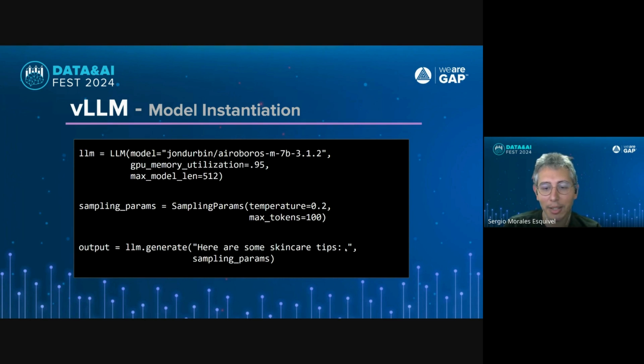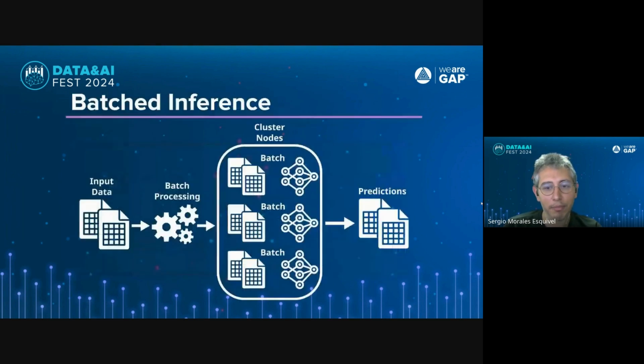Here are some skincare tips as my input, and then I'm providing the sampling parameters that I specified before. So that's going to give me an output that's going to correspond to that. That's easy enough. One of the things that vLLM enables for us is batched inference. So this is possible with a bunch of backends. Again, this is compatible with LangChain, and LangChain is also designed to do this.